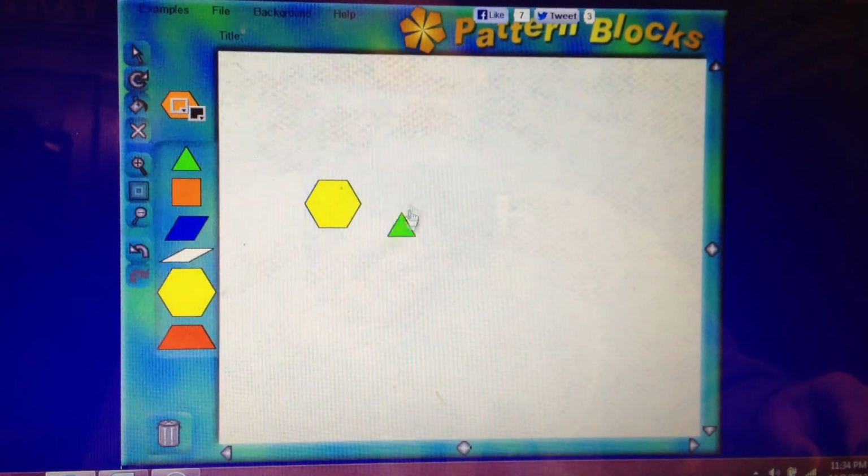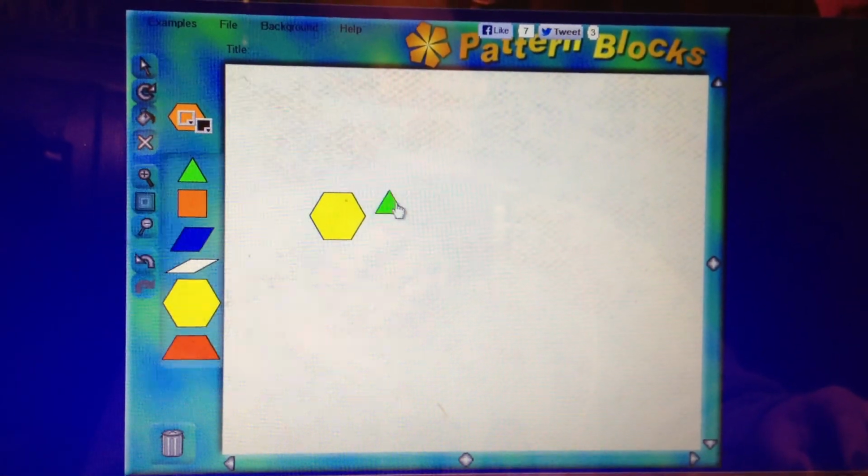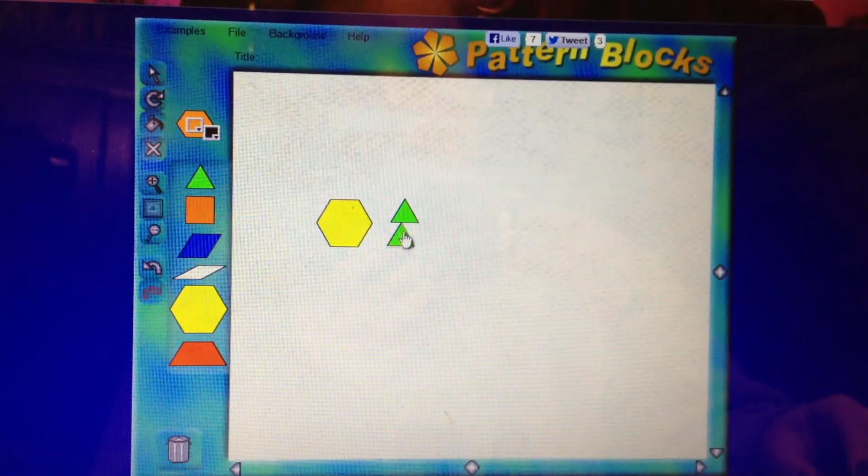So I'm going to start with these small triangles and see how many of these triangles equal one of that whole.